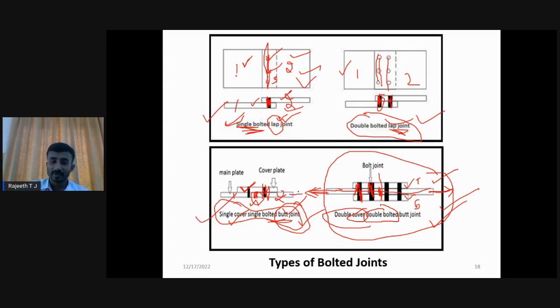If you consider the single cover joint and apply force on this, it will transfer to this bolt, then to the cover plate, again through this bolt, and again to the main plate. Since we are connecting the main plates this way, we get some eccentricity here. Here also there will be some eccentricity. Here the top force is like this, the bottom force will be like this. Here also we have eccentricity. Out of these four joints, the only joint that does not get eccentricity is the double cover, double bolted butt joint. That's why we call that joint the strongest compared to the other joints.